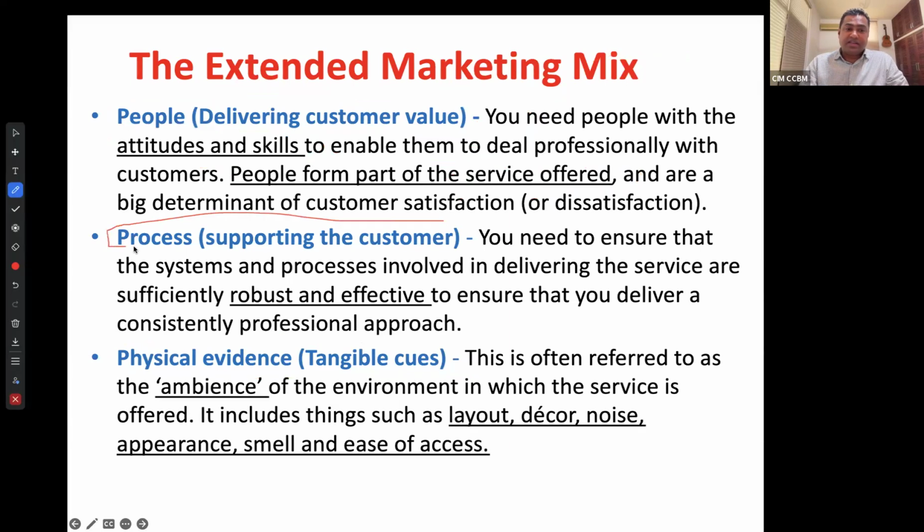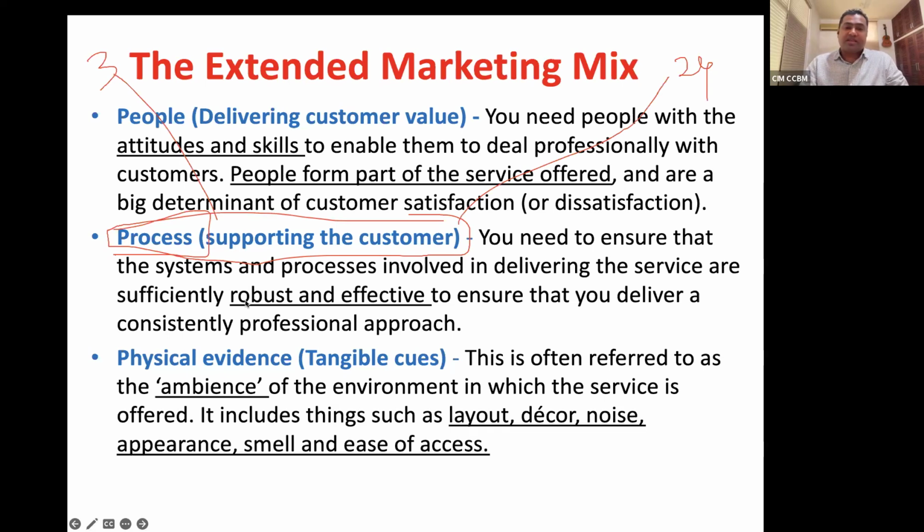The process is the process the customer goes through. Sometimes when you go to apply for a credit card or a loan from a bank, some people will do it in 24 hours. Some people will take 3 months and they will not contact you. That is the process. How user-friendly is the customer journey? How good is the customer experience? Is it robust? Is it effective? Is it friendly? So the process is also important. Sometimes you might have the best product, but the process is terrible.